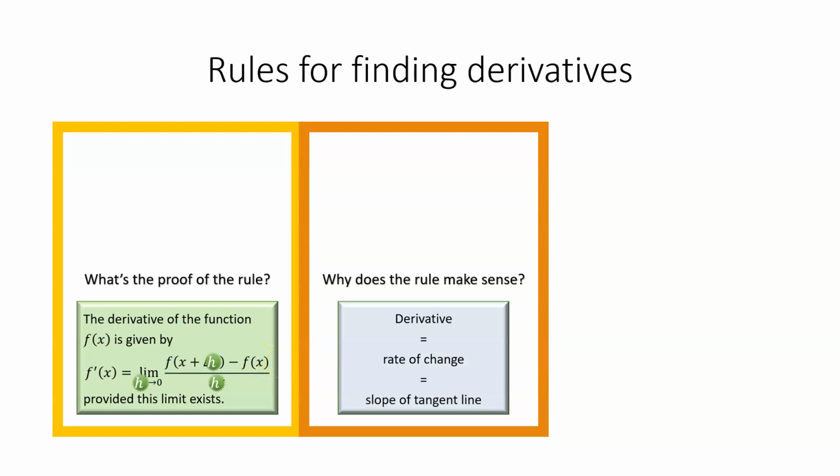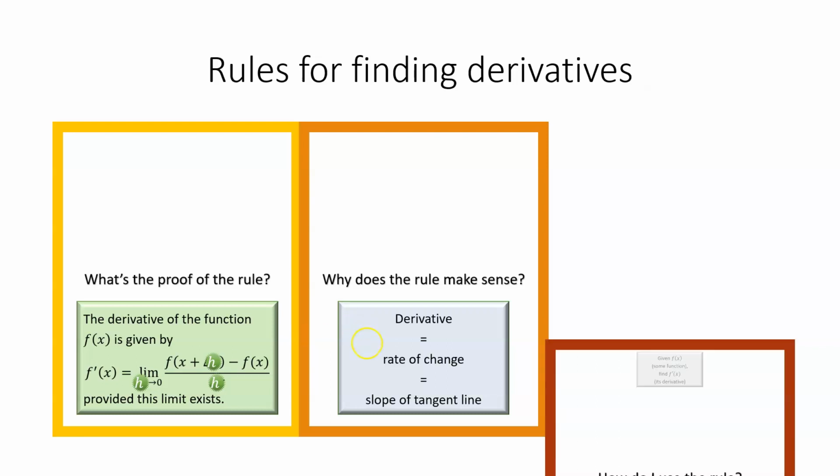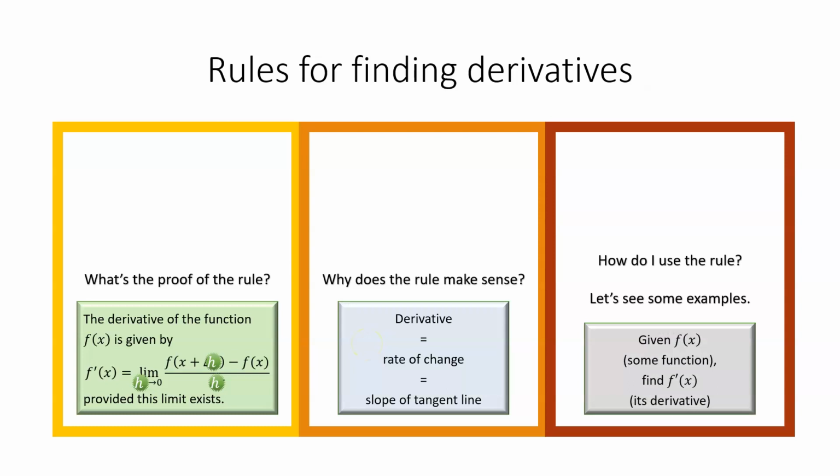Another thing we might want to talk about is, why does the rule make sense? We can look at a formal proof, but that doesn't always give us a good feel for why the rule works the way it does, why the derivative is what the rule says it should be. So sometimes we can say something to get a feel for why the rule is true intuitively. And the third thing we can talk about is, how do you actually use the rule? Let's see some examples of that rule in action. How do you actually use the rule to find derivatives of particular functions? So I'm going to try to talk about all three of these kinds of things for these three rules that this video is about.